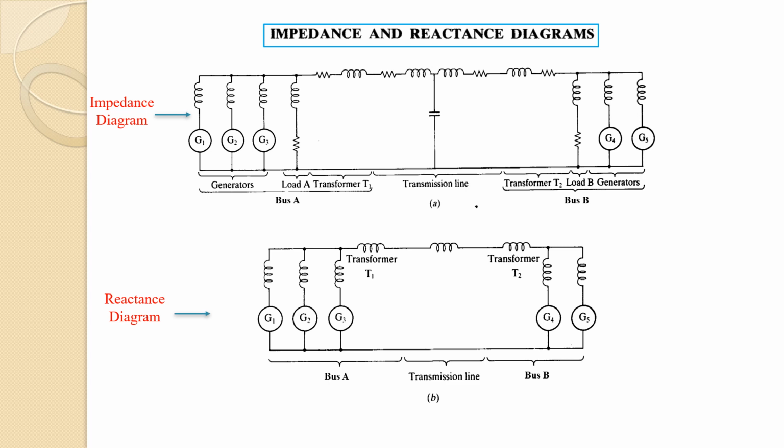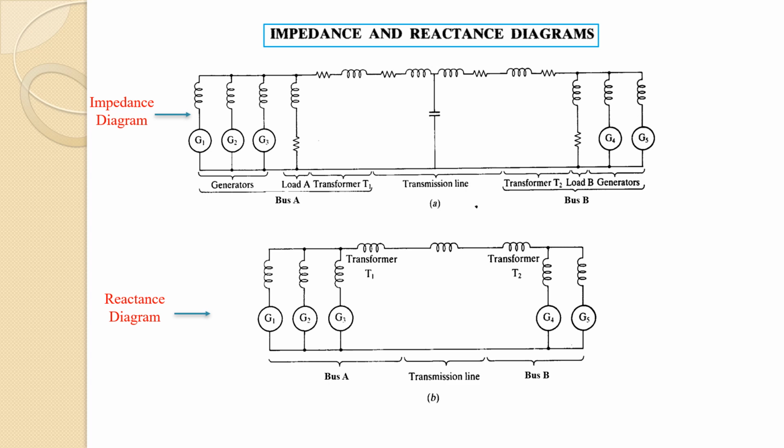Here we are making the equivalent circuit of the components of the power system, and the representation is known as the impedance diagram or the reactance diagram. The reactance diagram will be drawn by neglecting the resistances. So here we can see the impedance diagram and the reactance diagram have been represented. There are certain assumptions that need to be followed while making the impedance diagram.